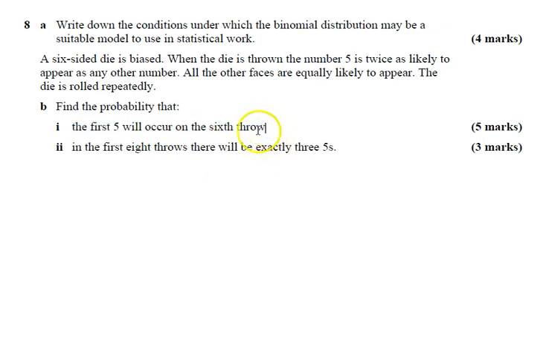But also, we don't need to actually do this as a binomial question. We can just think about this logically. The first 5 will occur on the 6th throw. That means I'm going to have 5 throws that are not a 5, and then I will have a 5. Okay, so that's what we're going to have. These 6 throws, I want not a 5 for all of these, and then I do want a 5 on this one.